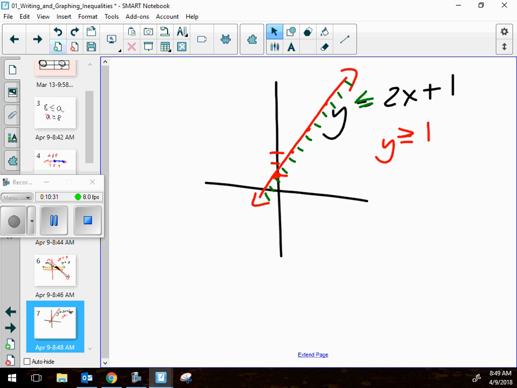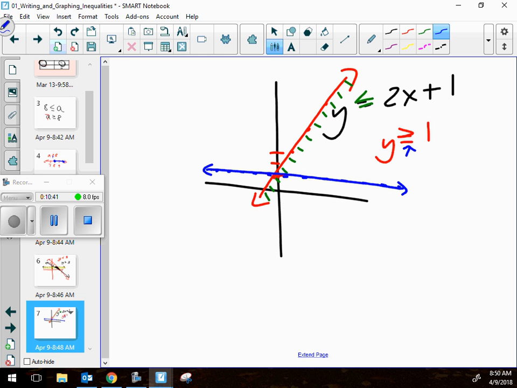Did you see that? Here's where y equals 1. Notice I used a dotted line to start with, but I'm going to make it solid now because I'm realizing, oh, it could be equal to 1. So there's the line y equals 1. And if it's bigger than, that means above. So again, I would just shade a little bit above.